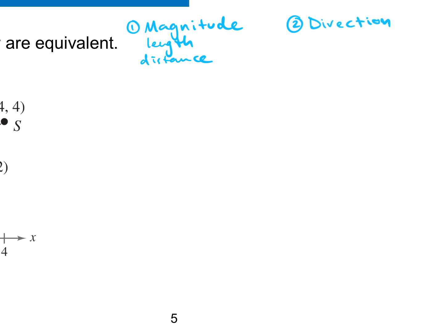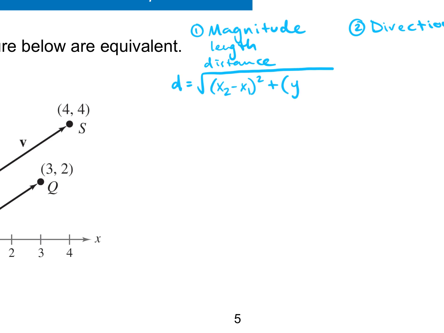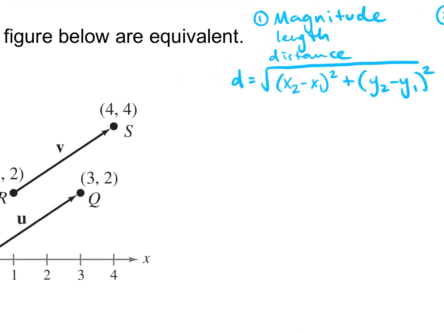So let's check to see if the magnitudes are the same first. We're going to use the distance formula. What is the distance formula? The square root of x2 minus x1 squared plus y2 minus y1 squared. Perfect. So let's find the magnitude or the distance of both of our vectors.